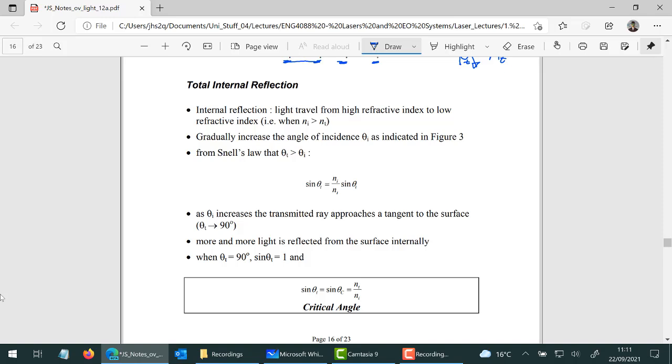The angle at which we start to get total internal reflection is called the critical angle. If we say that one of our angles, theta t, is 90 degrees, then we can work out what the critical angle is. If theta t is 90 degrees, then sine of theta t goes to 1, and so we end up with a relationship between the critical angle and the two refractive indexes.